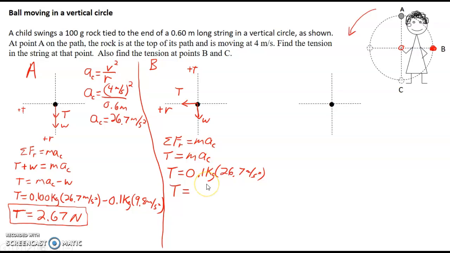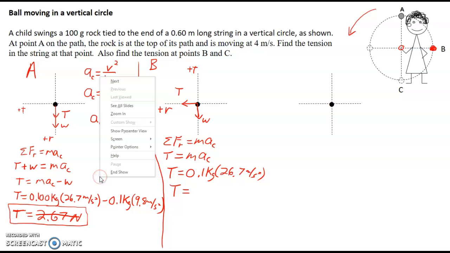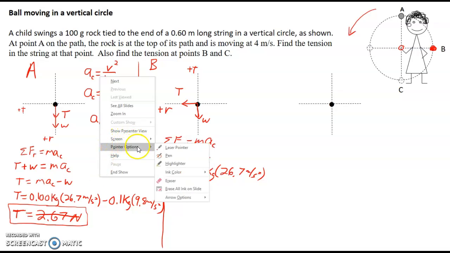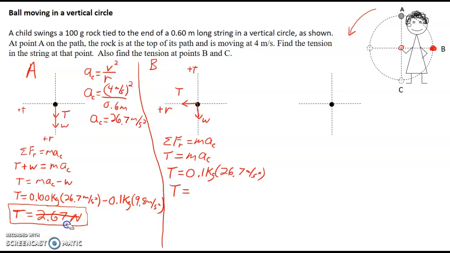Oh, and I just realized I wrote down the wrong value. This value here is incorrect. So let's see. Let me see if I can erase that. There we go.